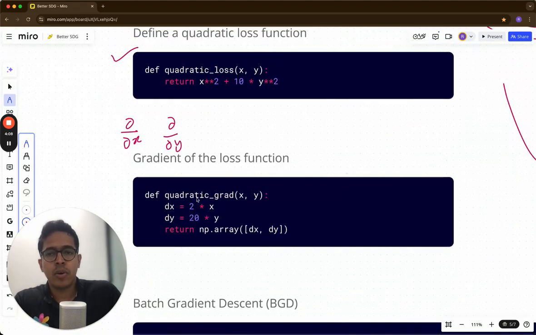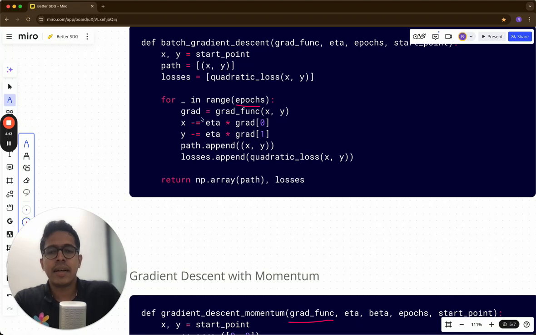The partial derivative with respect to x is 2x and with respect to y is 20y, right? So that is this. It calculates the gradient for that particular function, x square plus, I think, 10y square. For that function, this calculates the gradient for the x and y points which we are using at that point of time.